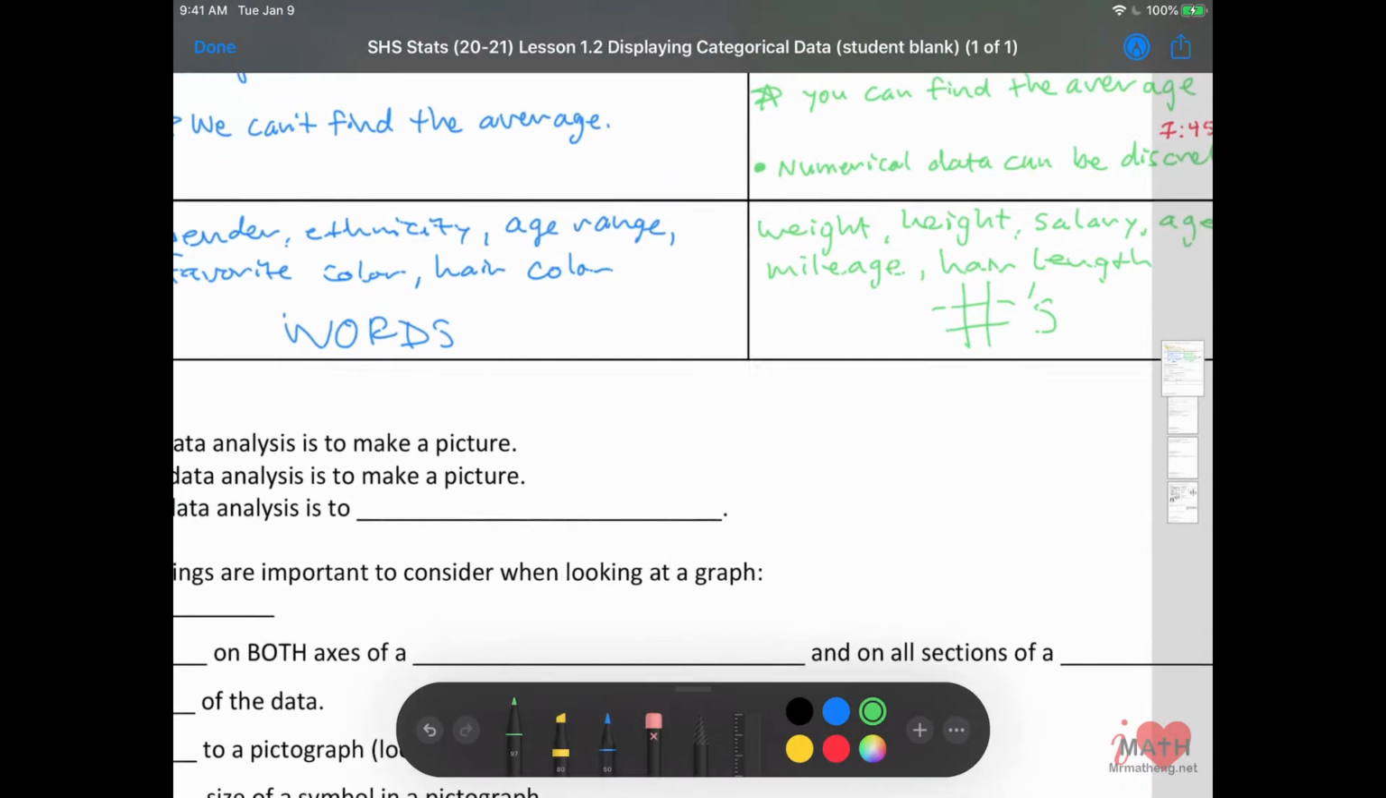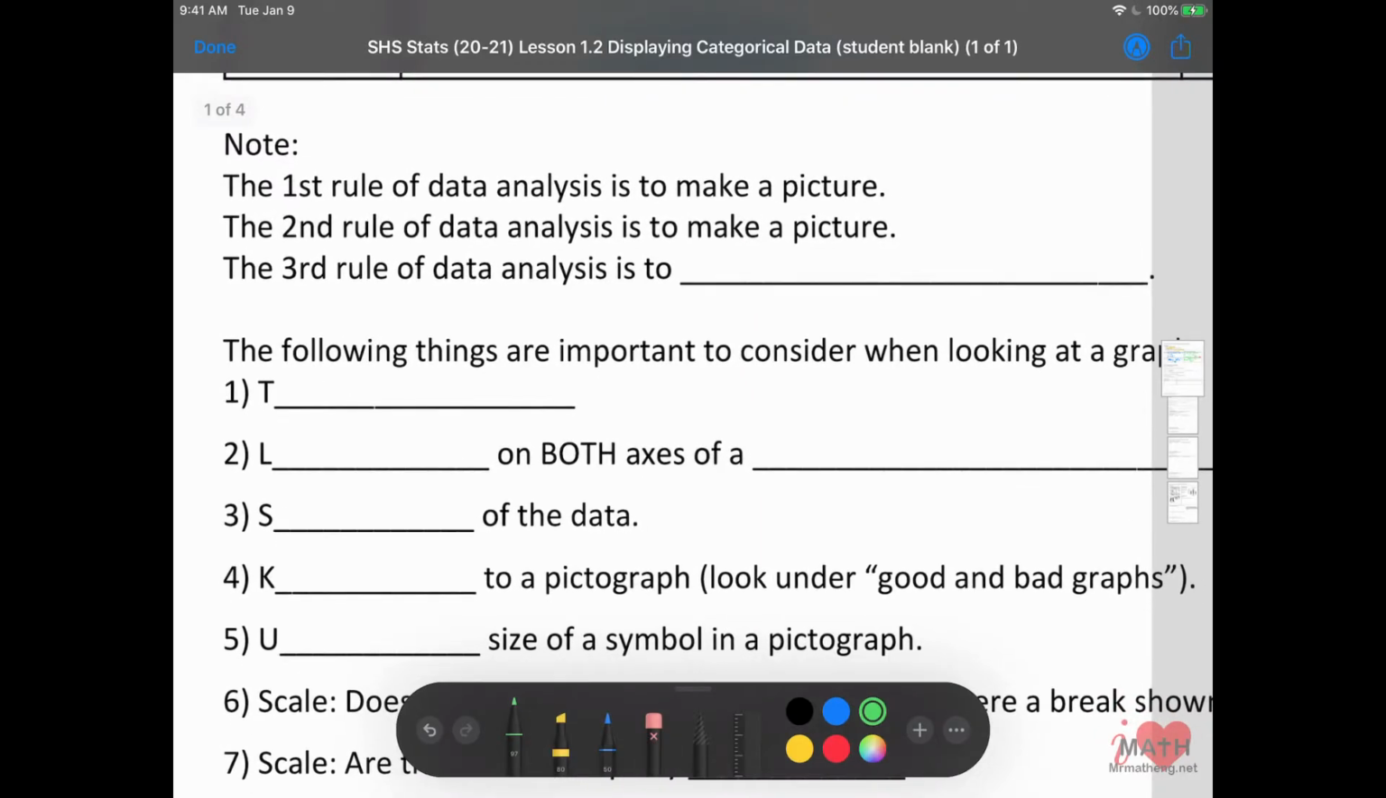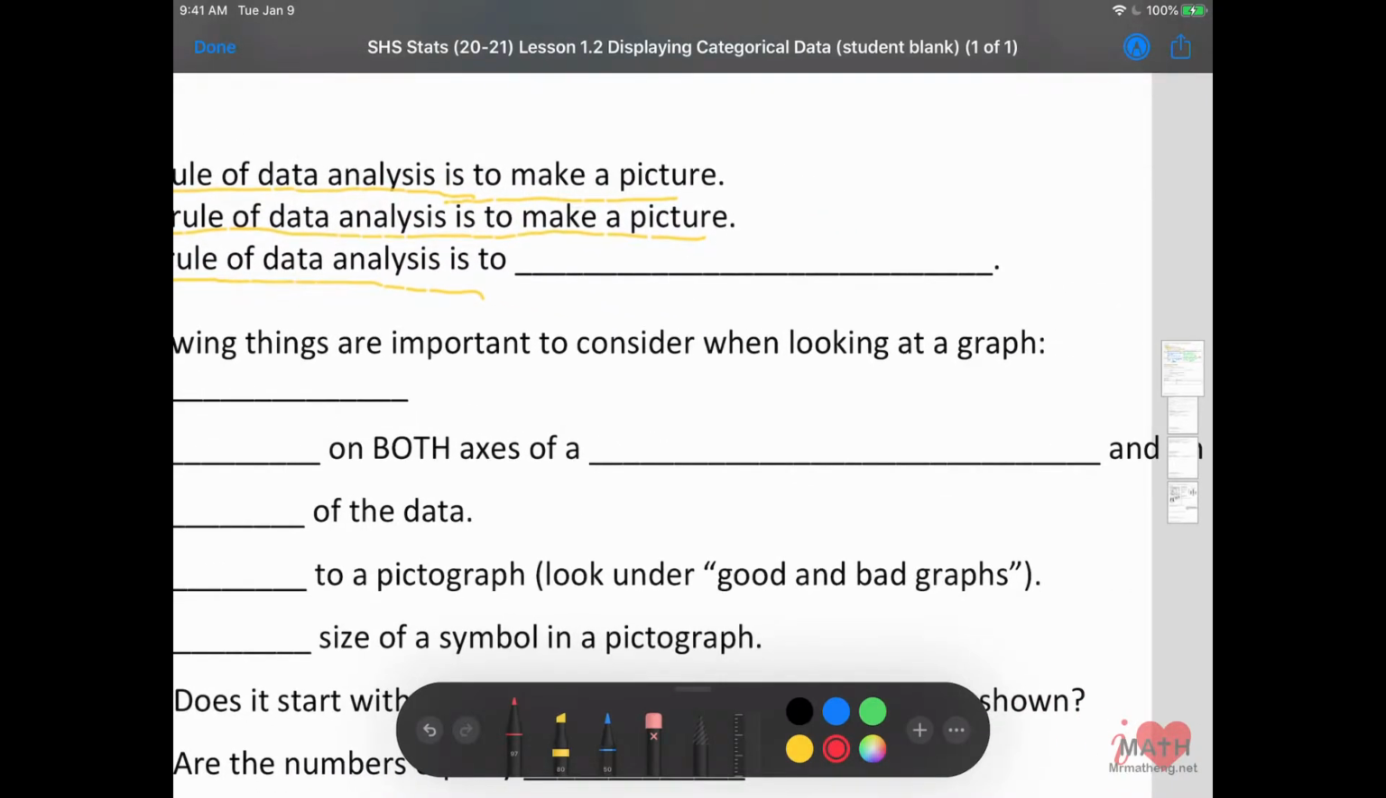All right. So let's talk about the first rule of data analysis, or analyzing numbers, which is to make a picture. And then the second rule of data analysis is to make a picture. And then the third rule of data analysis, what do you think it's going to be? Make a picture.